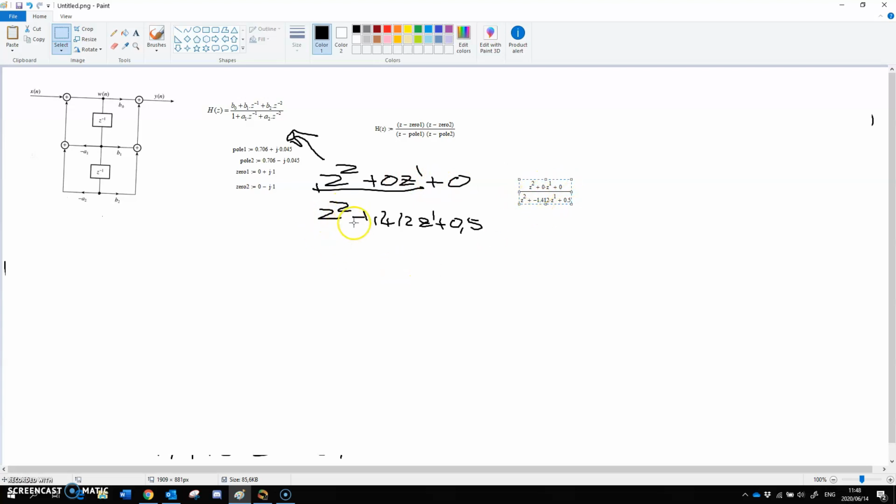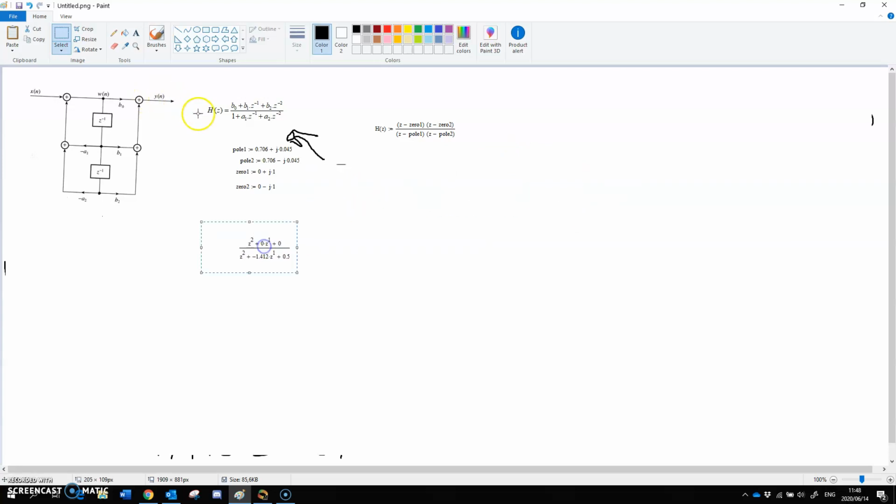Z to the power 2 minus 1.412 times z plus 0.5. So that's that formula there. So I'm just going to delete this one. As you can see, that is our formula now, and we need to get it in this format.